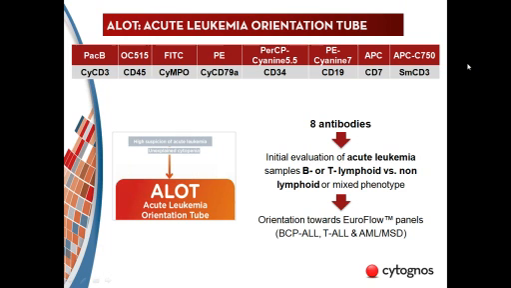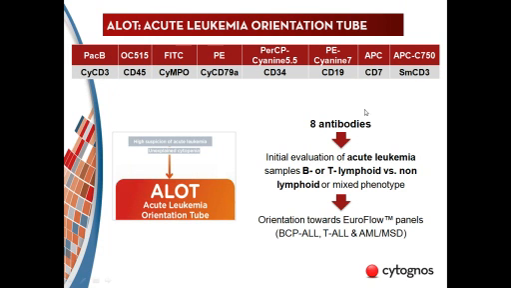Next tube is the acute leukemia orientation tube, ALOT. In this case, we have 8 antibodies, 8 colors, so there is no more than 1 antibody in one position. And we are going to apply this acute leukemia orientation tube when we have a suspicion of acute leukemia, of course. You can see that we have antibodies for defining mature and immature cells, like CD45 and CD34, and then some antibodies for the initial evaluation of B lineage, T lineage, or myeloid lineage.